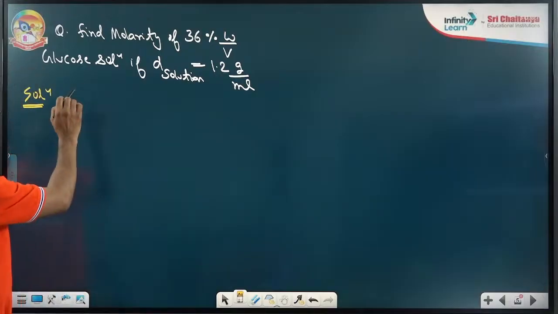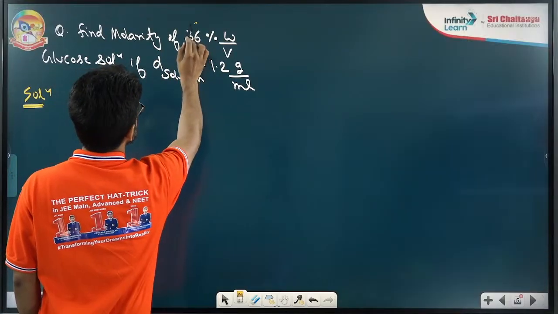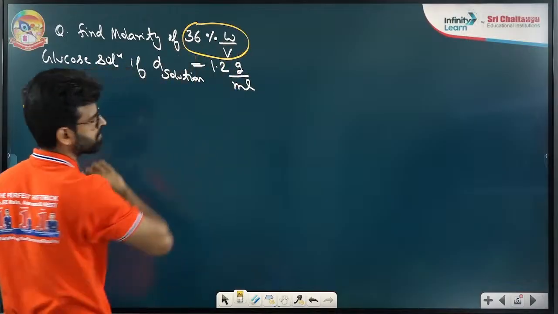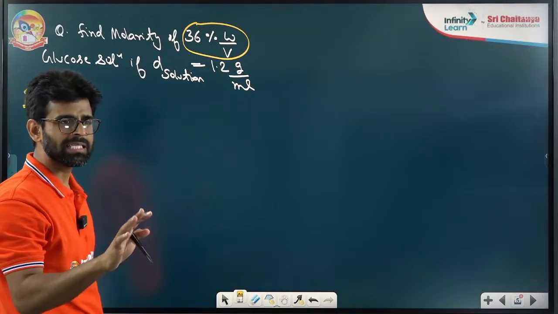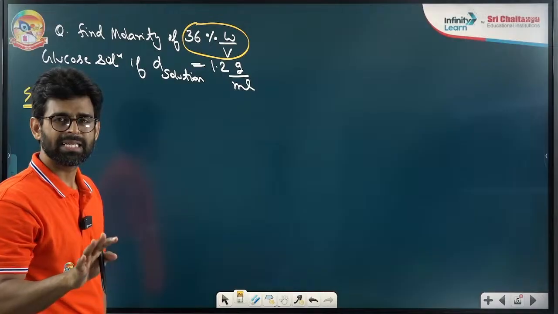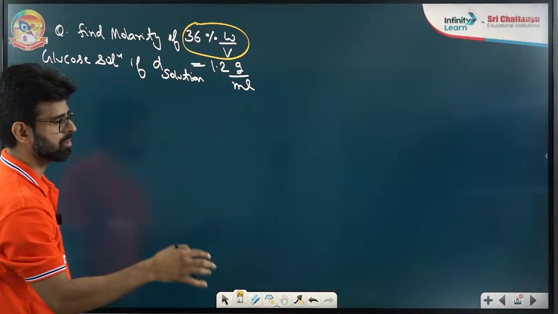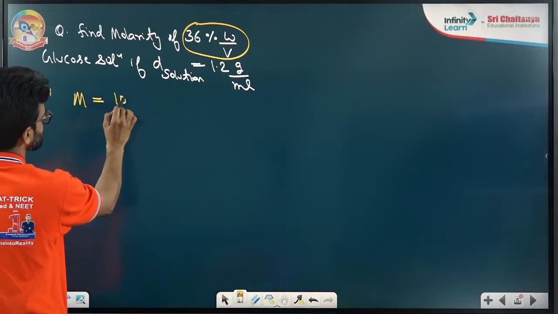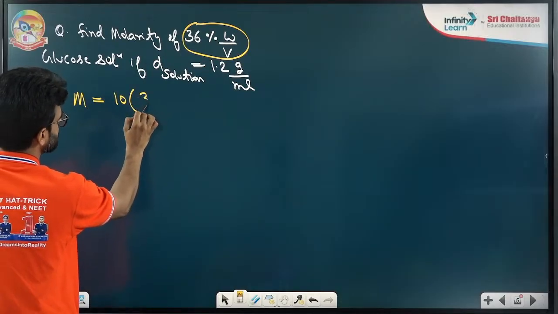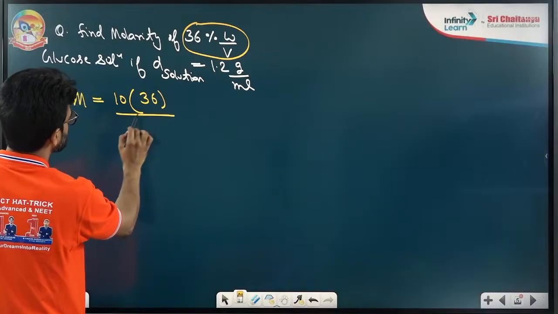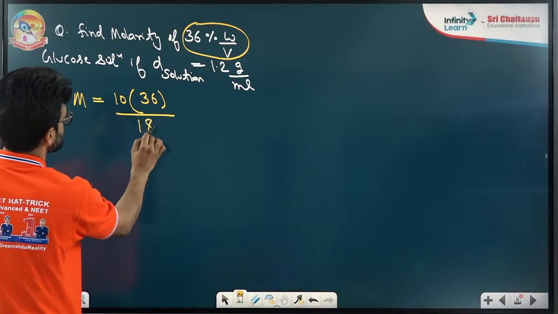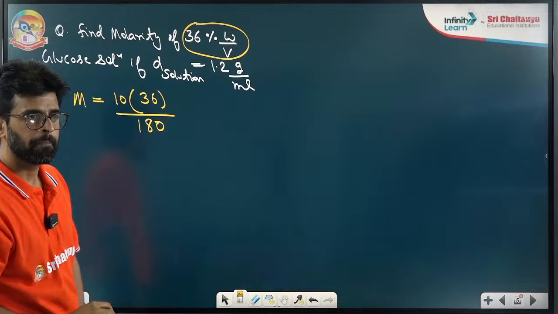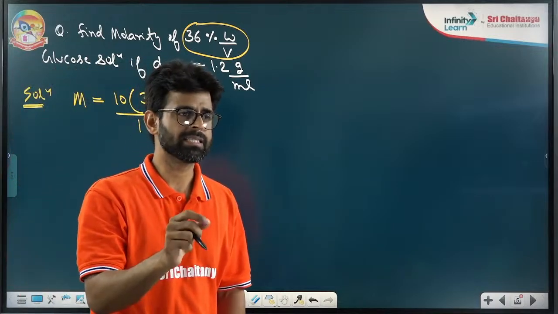So here in this question, be careful. What did they give? They gave us weight by volume. Do I need density here? No, I don't need density in this question. I can find the molarity directly: 10 into weight by volume percentage, that is 36, divided by molar mass of solute, that is glucose, 180. I don't need any density.